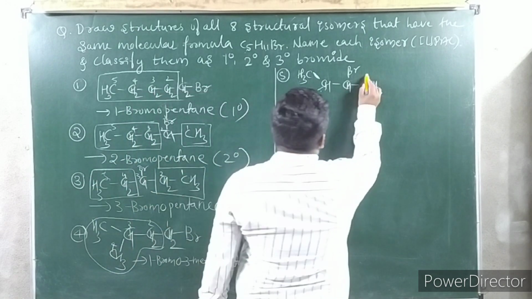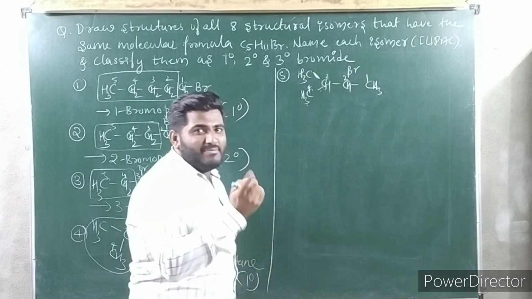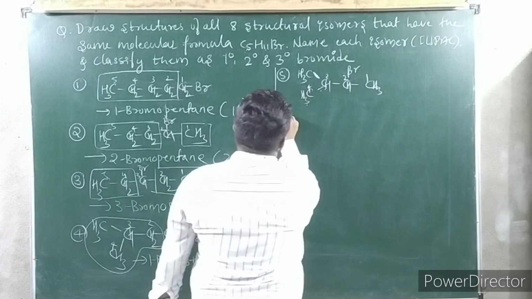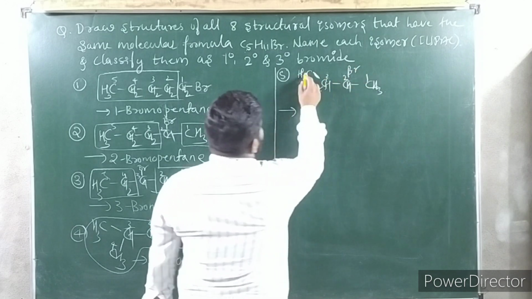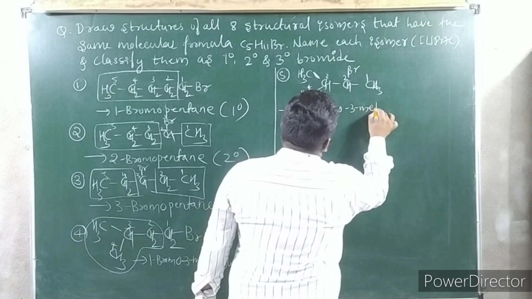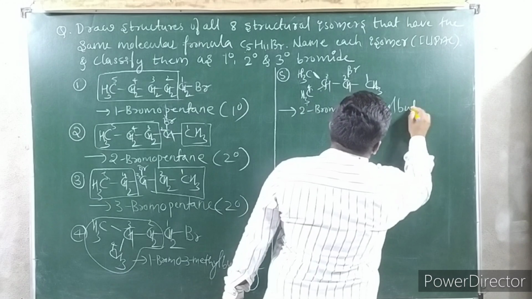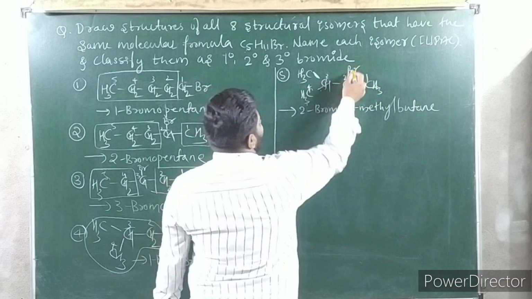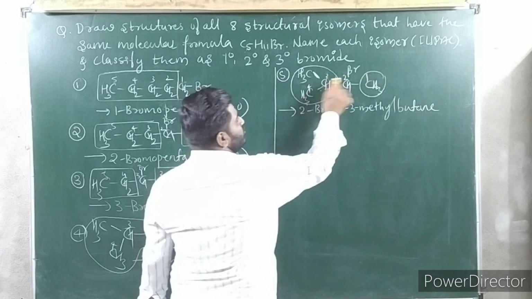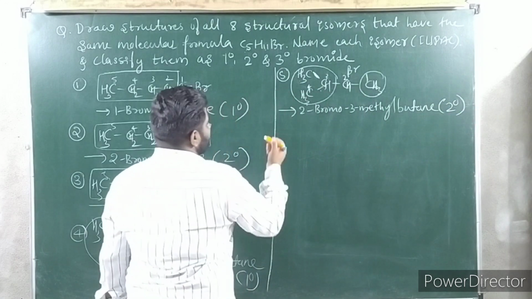Yes, name it. 1, 2, 3, 4. 3 methyl, 2 bromo. In alphabetical order bromo will come first. So what is the name? The name is 2 bromo, 3 methyl butane. Now the bromine-attached carbon has one substitution on this side and one on this side. So 2 substituent groups are there. So it is a secondary. Obviously it is secondary. The fifth one is over.